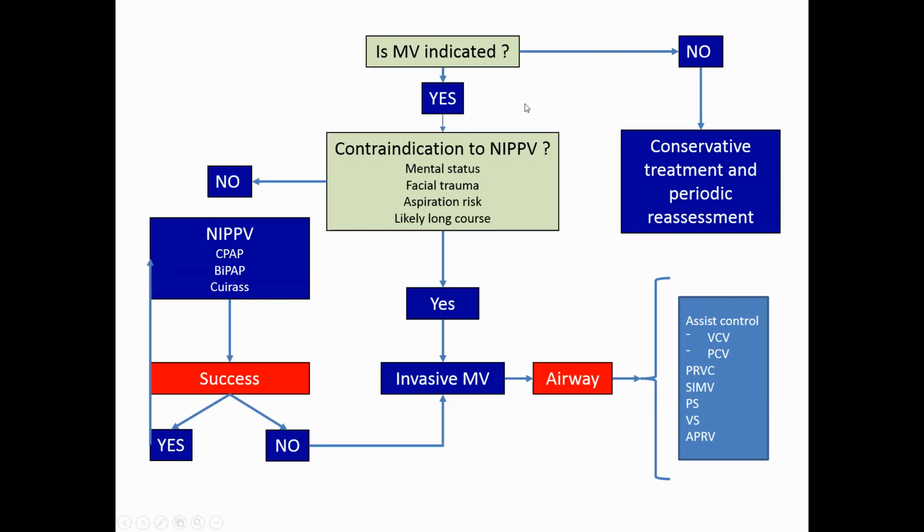Before we start, whenever you decide somebody has respiratory failure and needs assistance, the first question to ask yourself is: do I do it non-invasively or invasively? If you decide to do it non-invasively, you have to make sure you don't have a contraindication. You need a patient with a mental status to work with, a face you can fit the mask on, no aspiration risk, and not someone who's going to be on the ventilator for days on end, as in ARDS. It's common sense basically. If you have no contraindication, you apply it. If it works, great. If it doesn't work, you have to go to mechanical ventilation.